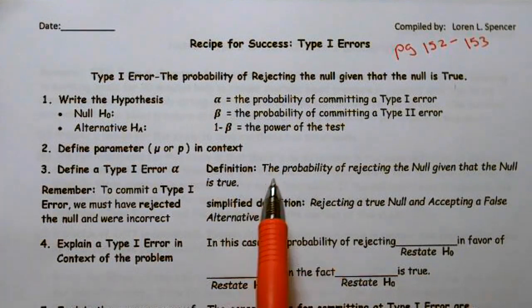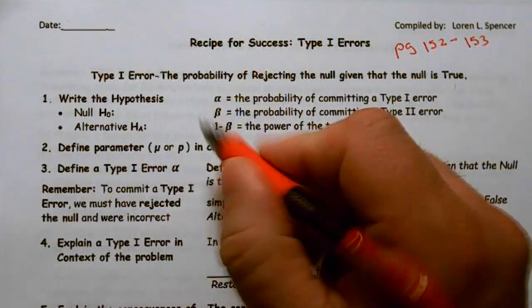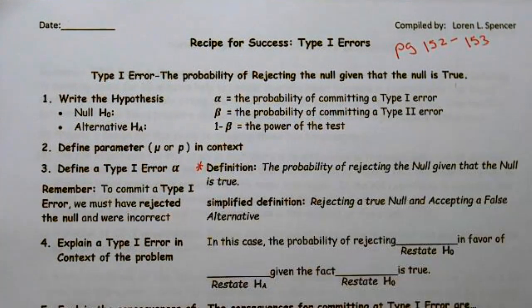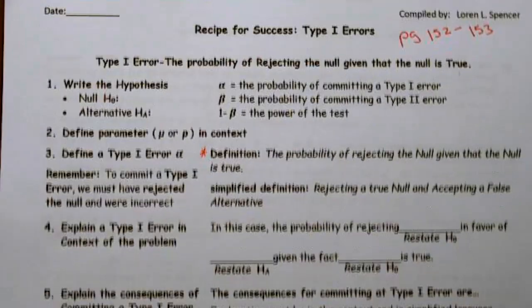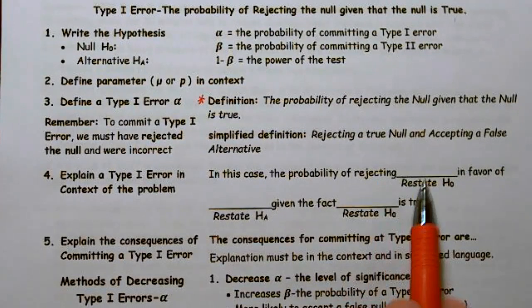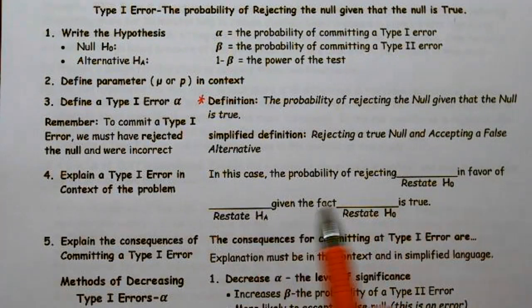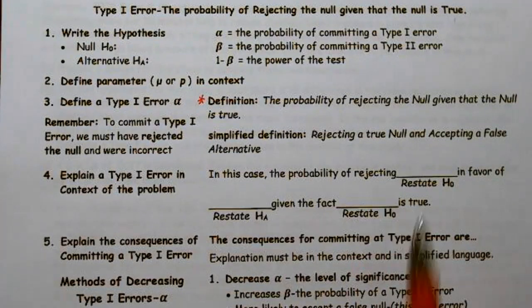Give us a definition of what a type 1 error is, and I would say a simplified definition. Remember, it's the probability of rejecting a null given that the null is true, or rejecting a true null and accepting a false alternative. I would much prefer you say this: the probability of rejecting a null given that the null is true. And then you need to explain it in context. So in this case, the probability of rejecting the null, and so you're going to restate the null in favor of the alternative, given the fact that the null is true.